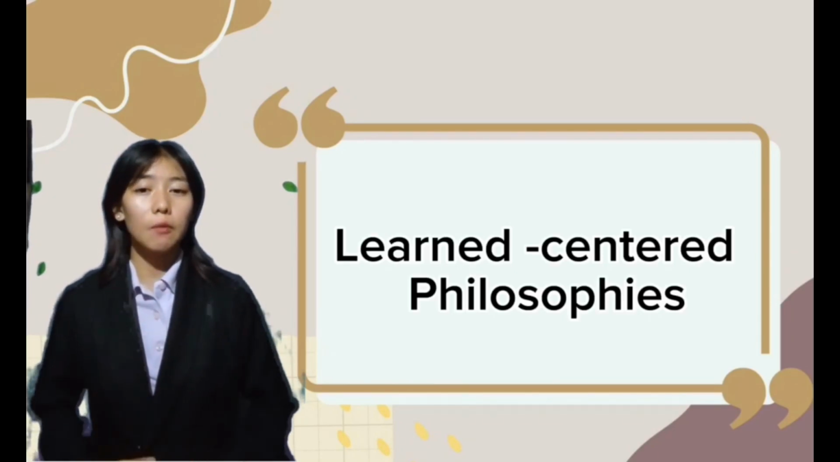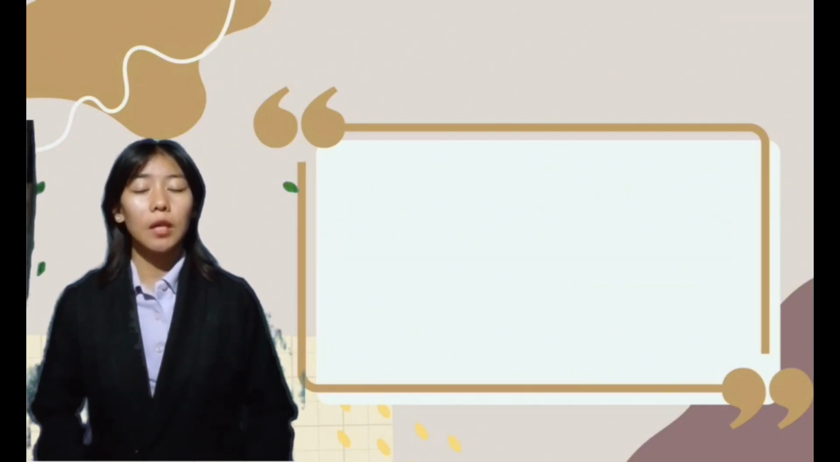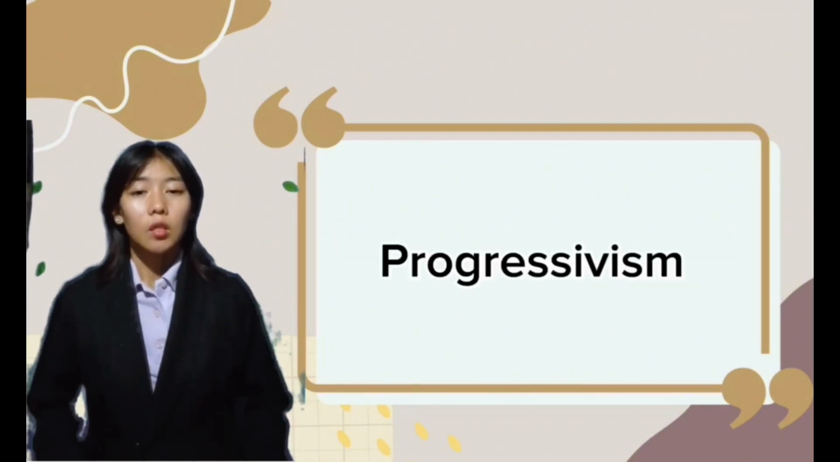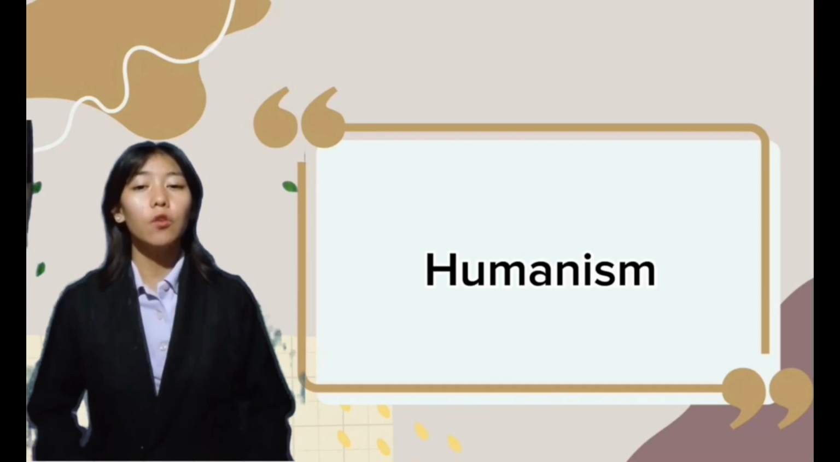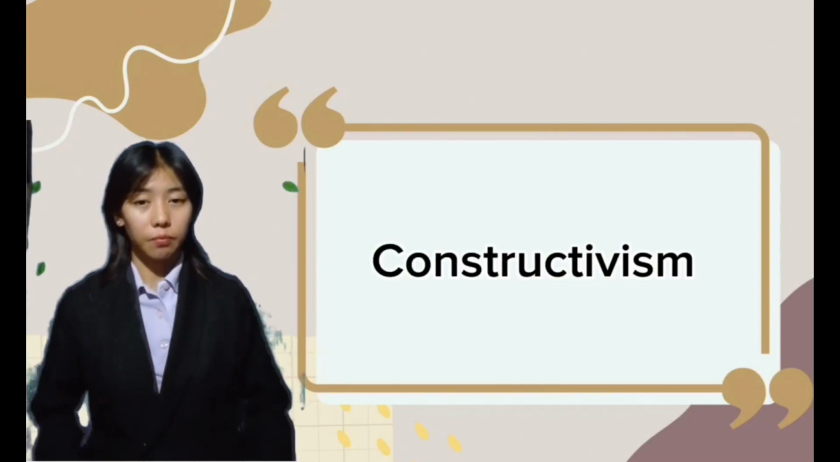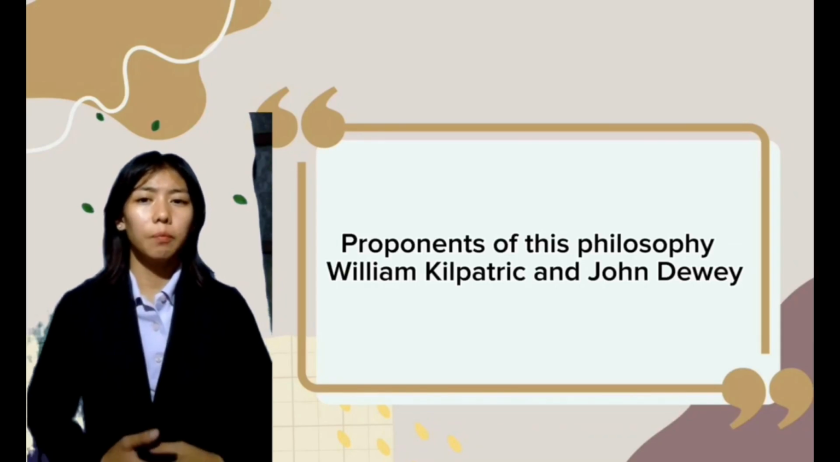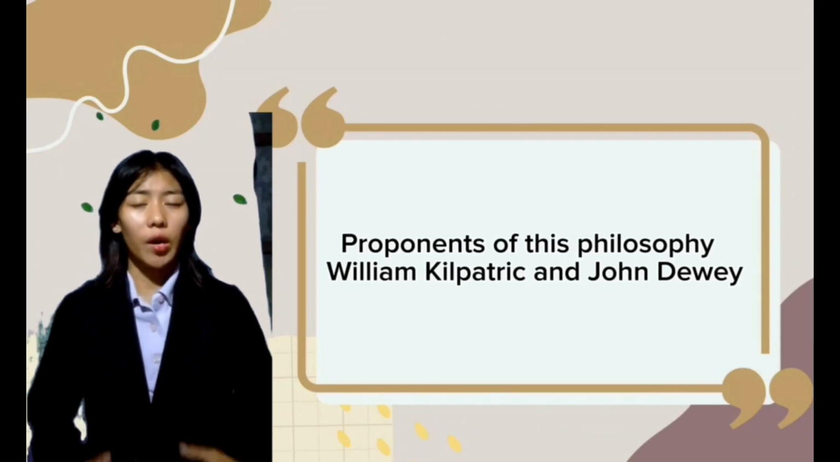There are three types of learner-centered philosophy. First, we have progressivism. Second, we have humanism. And lastly, we have constructivism. The proponents of progressivism are William Kilpatrick and John Dewey.